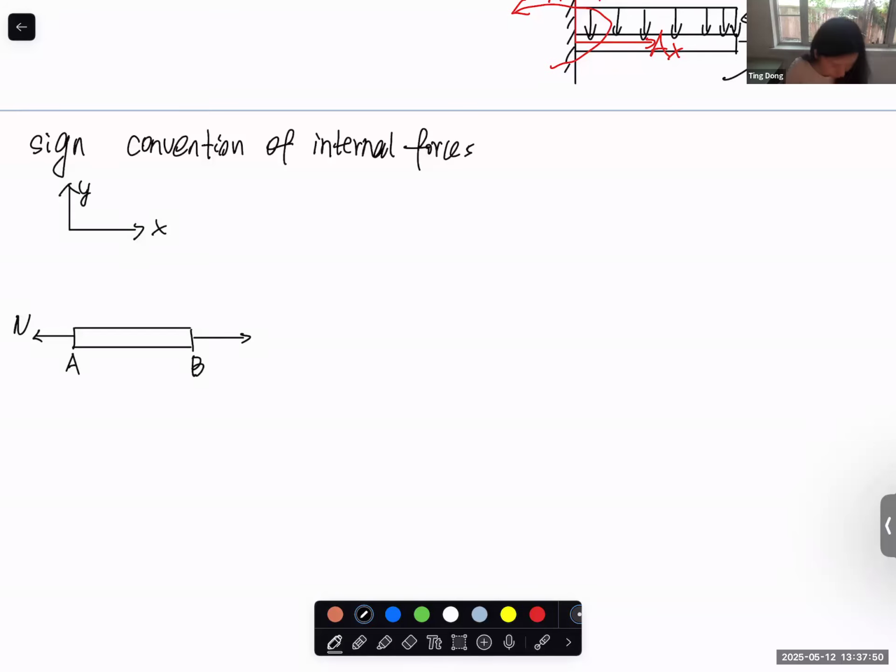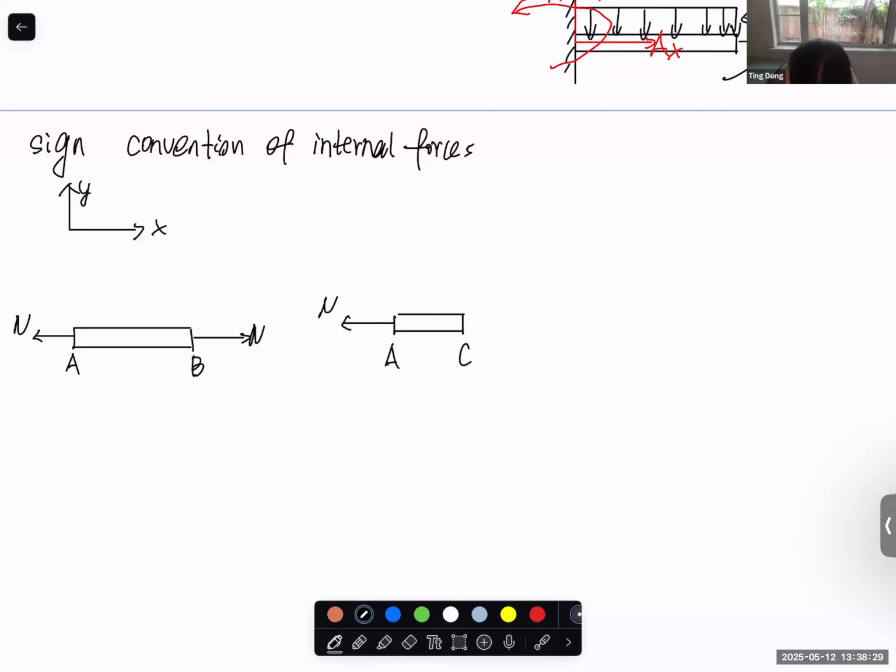Let's say for a bar AB, if we want to figure out the internal force at a specific point in this bar, we have a cutting surface through that point. So now we have two sections. One is the left side, one is the right side. Let's assume that it's cutting through point C. So now this is the left side, we have the AC section. On this cut section, we still have the external applied force N applied at A.